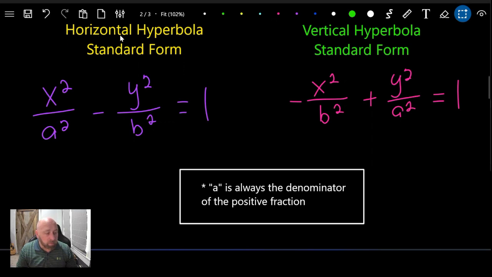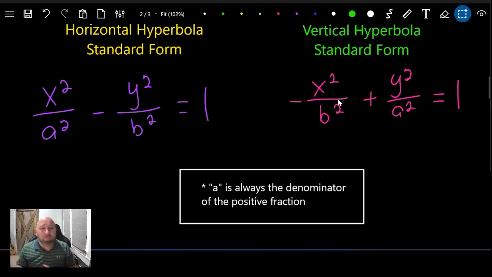This is going to form a horizontal hyperbola. And over here, since this a is with the y, the positive is with the y, then it's going to form a vertical hyperbola. All right, so these are the standard forms, and then we just need to be able to plug into and solve the things with the standard forms.